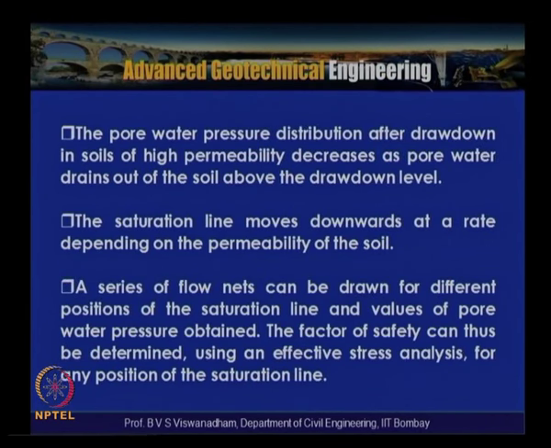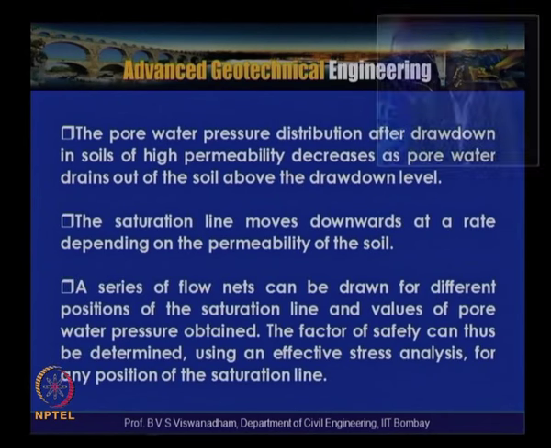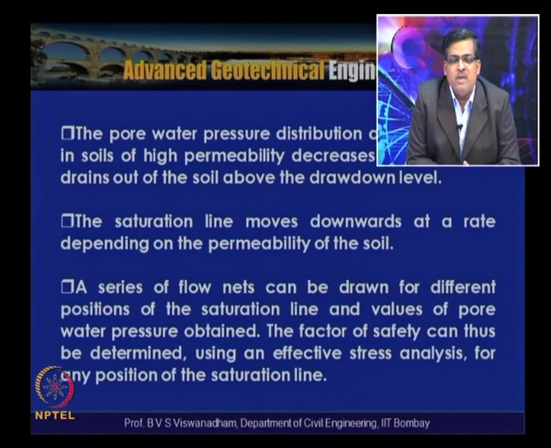The pore water pressure distribution after drawdown in soils of high permeability decreases as the pore water drains out of the soil above the drawdown level. The saturation line moves downward at a rate depending upon the permeability of the soil. The rate at which the saturation line, or phreatic surface, or top flow line moves depends upon the type of soil and its permeability. Based on this, a series of flow nets can be drawn for different positions of the saturation line, and values of pore water pressure can be obtained. The factor of safety can thus be determined using an effective stress method for any position of the saturation line.